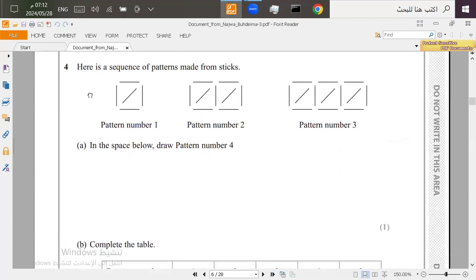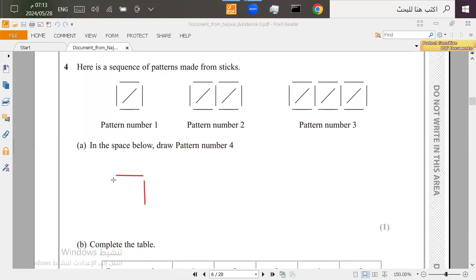Question 4, here's a sequence of patterns made from sticks. This is pattern 1, pattern 2, pattern 3. In the space below, draw pattern 4. Now you'll notice that each time we add a full box with a stick in the middle. So the next pattern will look like this. We have one box, two boxes, three boxes. We're gonna make them four. So the pattern will be like this.